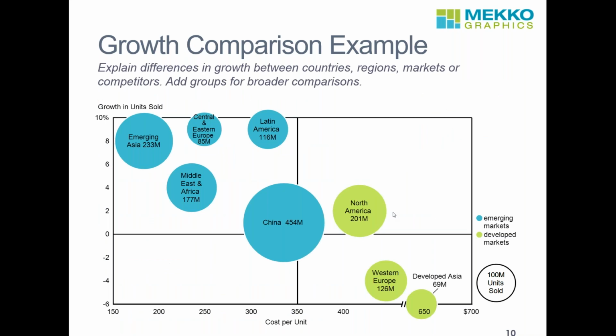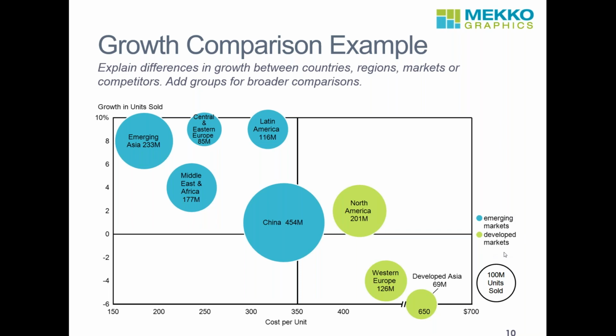So in a chart like this, you would set one of the axes of the bubble chart to growth. Here it's the y-axis, and the other axis to some factor that might influence growth. In this case, cost per unit. So I'm laying out the countries here, and I'm using color as another dimension to the chart, and I'm using color to group and categorize my markets.